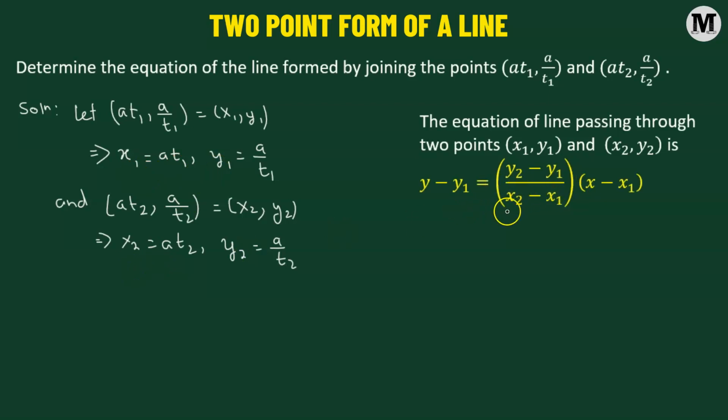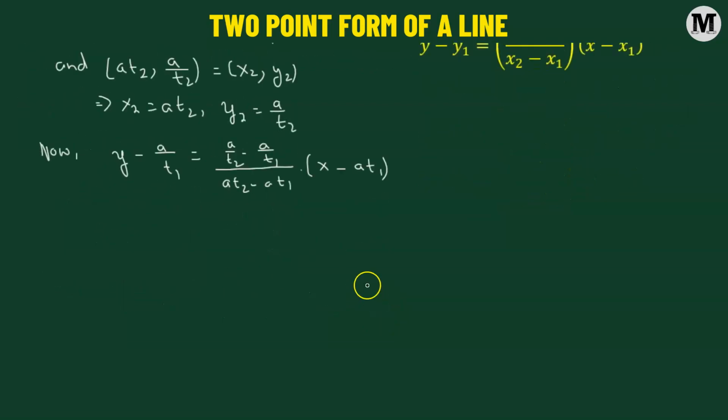Now that I have the values of x1, y1, x2 and y2, we can substitute these into our 2-point form. So now we will get the equation of the line. We have y minus y1, so y1 will be a over t1, equals, now we need y2 minus y1. So that means we have a over t2 minus a over t1, divided by x2 minus x1. So that's a t2 minus a t1, whole multiplied by x minus x1, which is a t1. Fine. So now we have y minus a over t1.